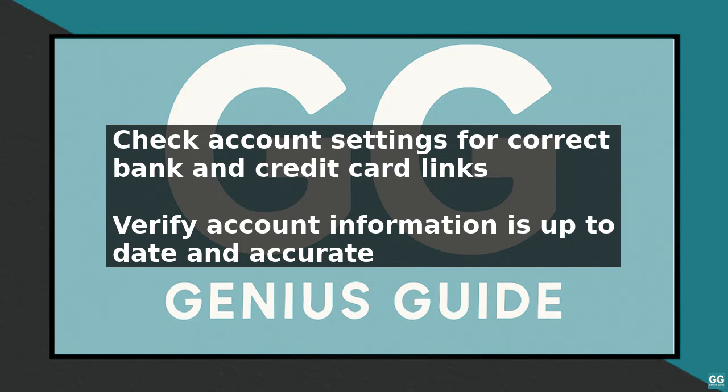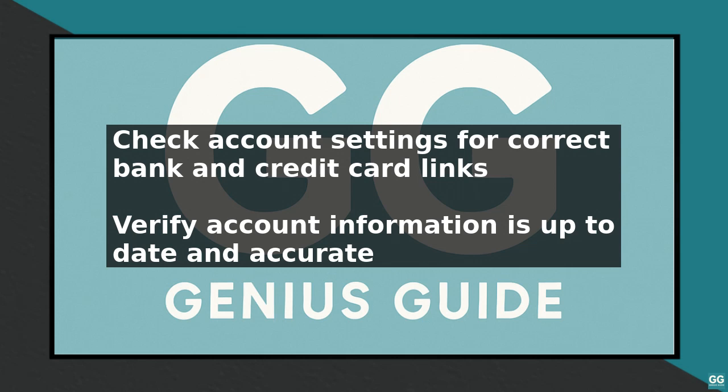To troubleshoot Rocket Money transaction tracking, start by understanding how the system works. Rocket Money uses automated systems to track your transactions, but sometimes errors can occur. Begin by checking your account settings to ensure that your bank accounts and credit cards are linked correctly and that the information is up to date.